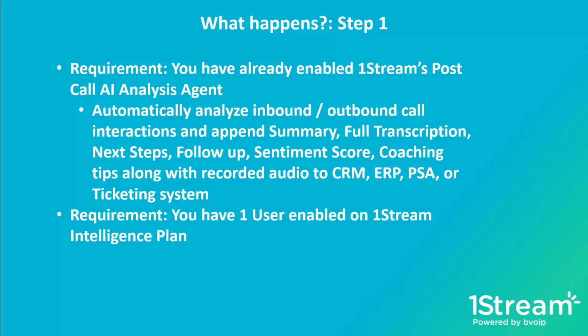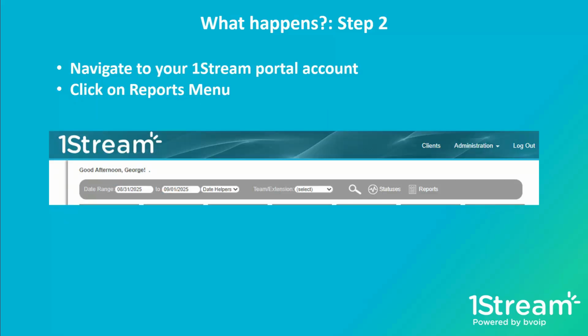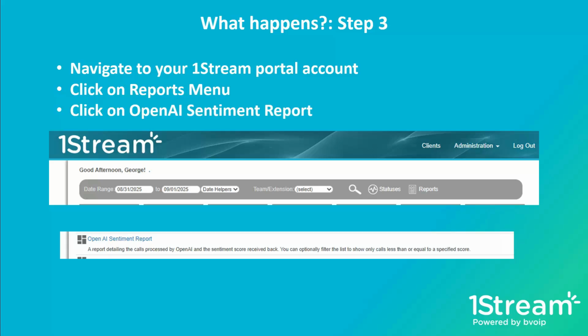And then in order to turn all of that on, you need to already have had one user enabled on OneStream Intelligence, which we'll talk about later on the different plans here at OneStream. So assuming both of these things have been properly turned on and configured, and that you actually have some data already in the system to report on, then we're going to go to our OneStream portal, and you'll notice over here there is an option for reports. Once you click on that option, you'll see a page with all the reports, and you'll scroll down and see the OpenAI sentiment report.